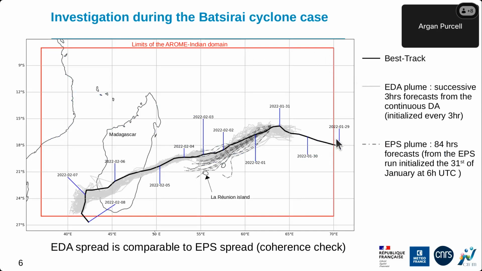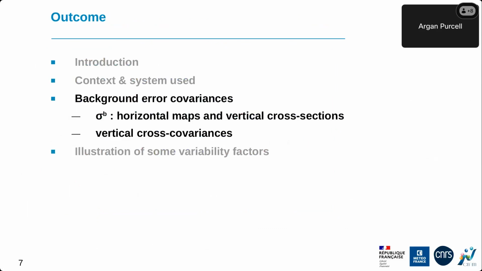On this figure, you have in the red rectangle the limits of the AROME Indian domain. You have in black what we call the best track, which is the trajectory of the cyclone as expertized afterwards by the forecasters. The plain gray plume is the ensemble of the trajectories of the cyclone as seen by every single member of our ensemble of data assimilation. And the dotted gray plume is the same thing, but for an operational run of the AROME ensemble prediction system over this situation. What we can see with this figure is that both spreads are quite comparable, meaning that the dispersion of our IDA is quite satisfactory, meaning that we can start investigating the results.